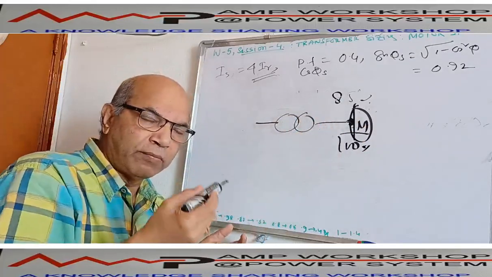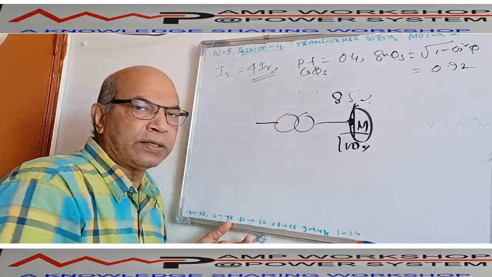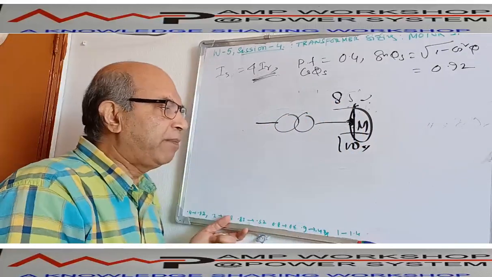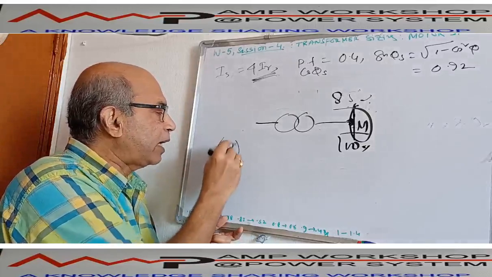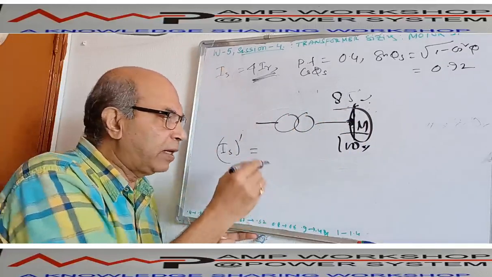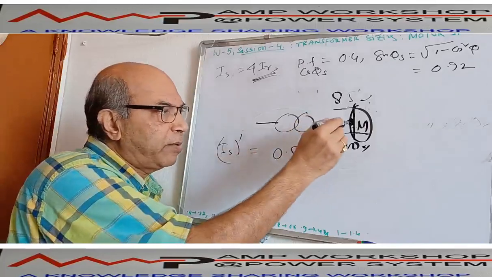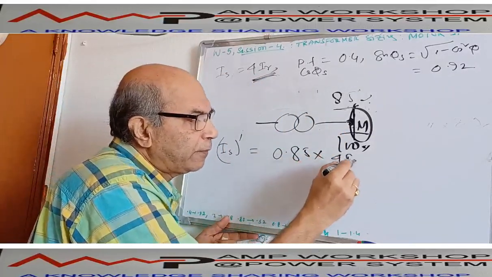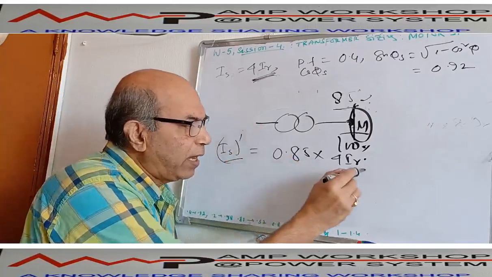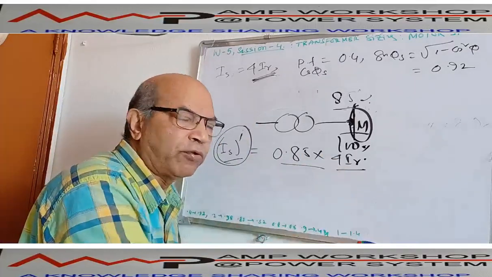Now, if the voltage drops, the current will also drop in proportion. So when 100% voltage is there, it is drawing 100% current, that is 4IR, the starting current. During starting, if the terminal voltage drops to 85%, the actual starting current, suppose IS dash, will be 85% of the starting current at 100% voltage. That means it will be 0.85 into 4IR. This will be the actual starting current during motor starting. That is the one part.